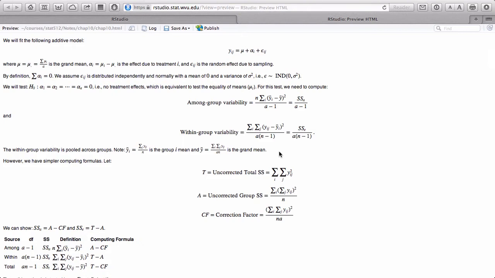Now, it's easier to compute the sum of squares of things. If you look at these formulas, they're called the computing formulas. The total uncorrected sum of squares simply squares every value and adds it up over all groups, all values. The corrected group sum of squares sums it for every group and squares it, then sums over the groups and divides by n. For the correction factor, it just sums everything over all groups, all n times a observations, or if the sample sizes are unequal, the sum of the n sub i's. It sums everything, squares it, and divides by n times a.